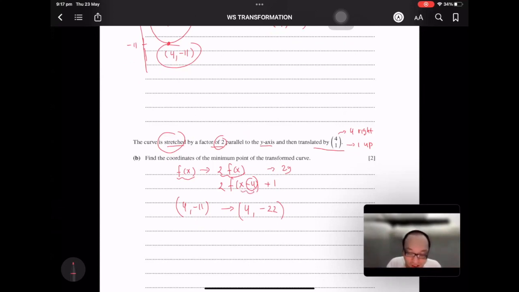And then translate by 4, 1. So in here, we move the curve 4 units to the right. So 4 becomes 8. And then we move the curve 1 unit up. So from negative 22 it becomes negative 21. So this is the final coordinates of the minimum point.